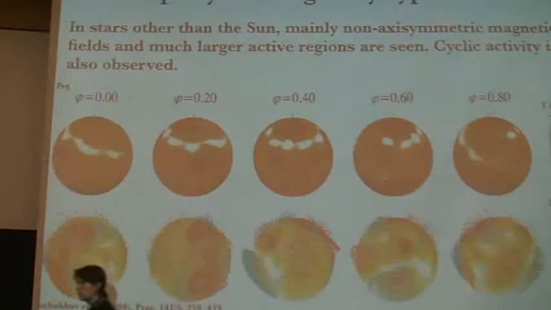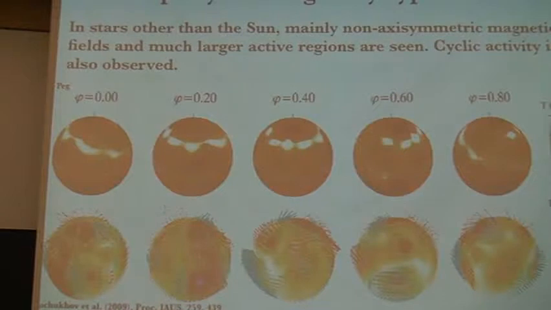Then I have a couple of slides with stellar dynamos. This is a picture that you saw earlier. What is usually different in these rapidly rotating early type stars is that the magnetic field is highly non-axisymmetric. So then you have to change your model so that you can also include the phi dimension.